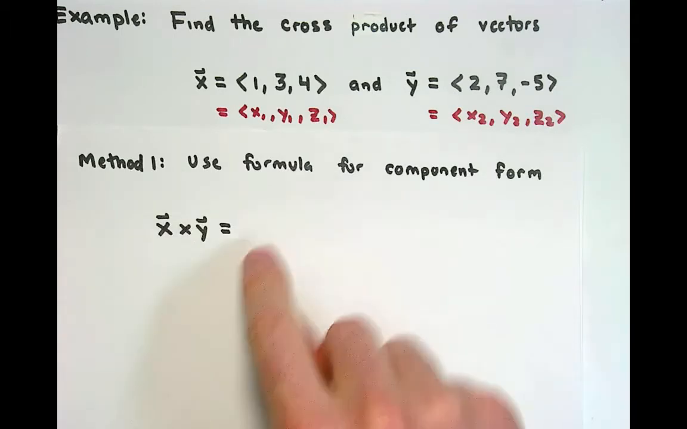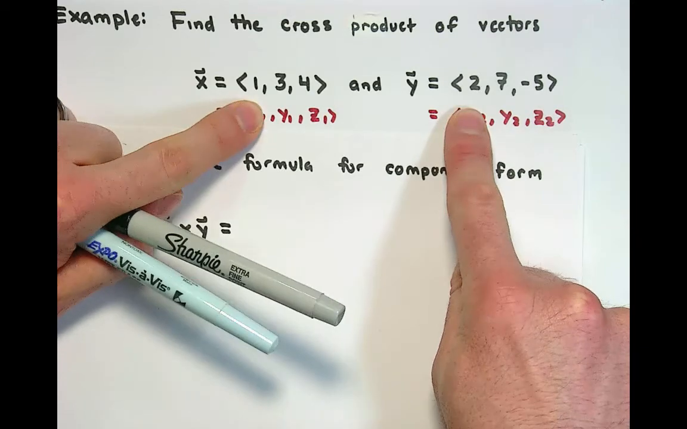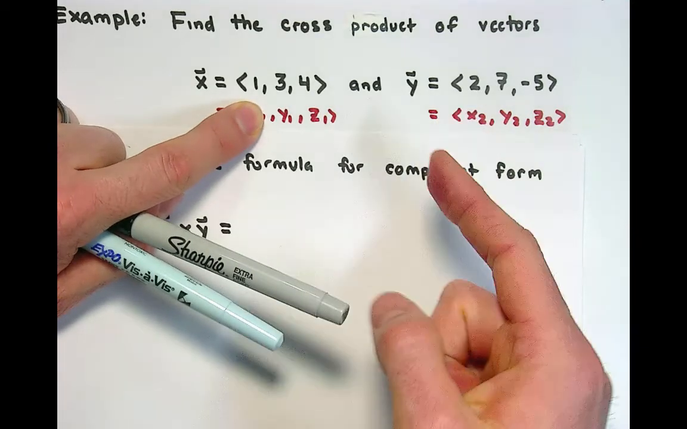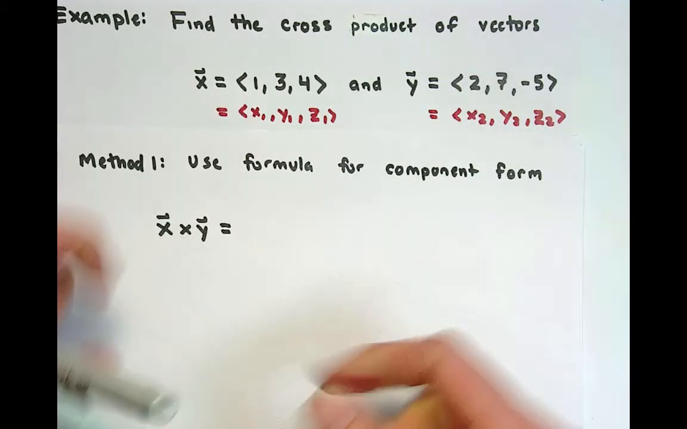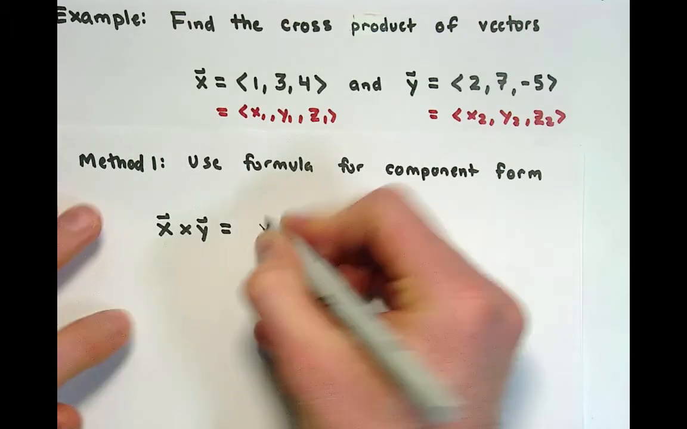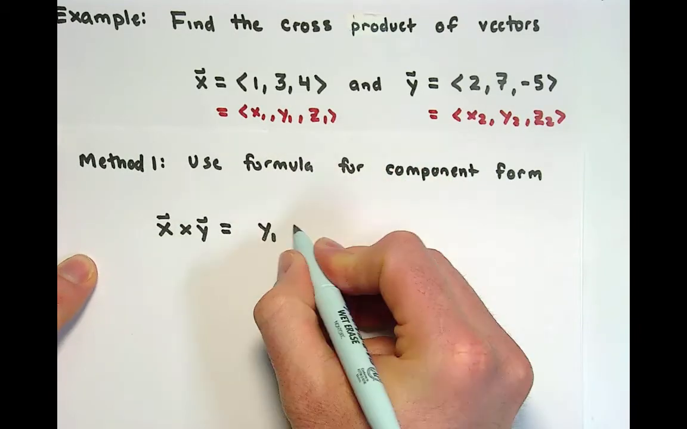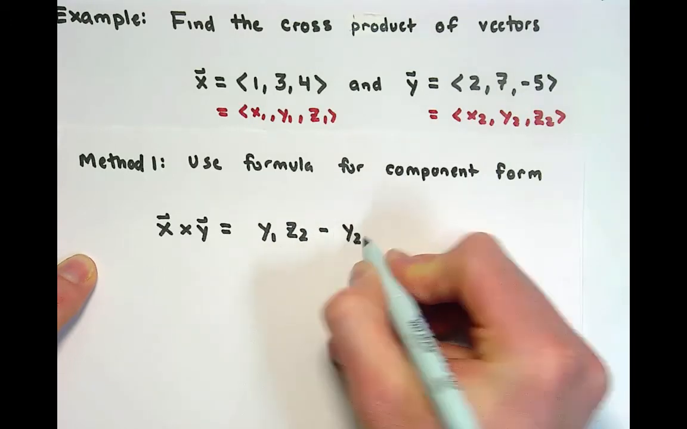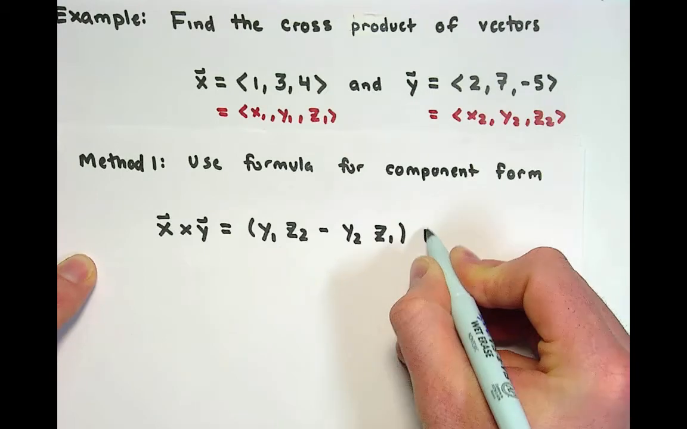All right, so remember that in the first component, we were going to delete the x, and we're left with y, and we said that j cross k was a positive i. So this was something like y1 z2 minus y2 z1, and that was in the positive i direction.